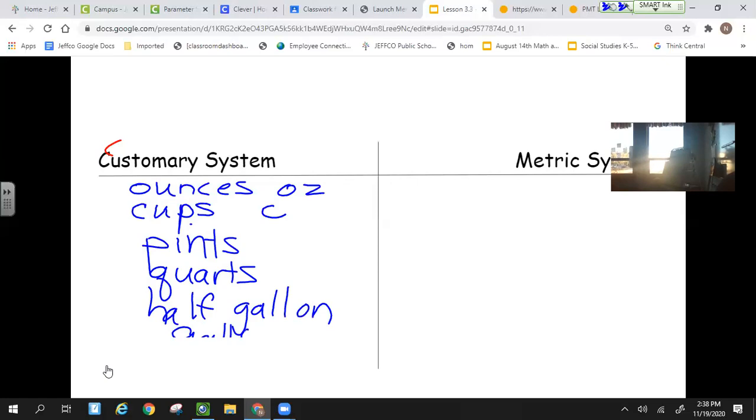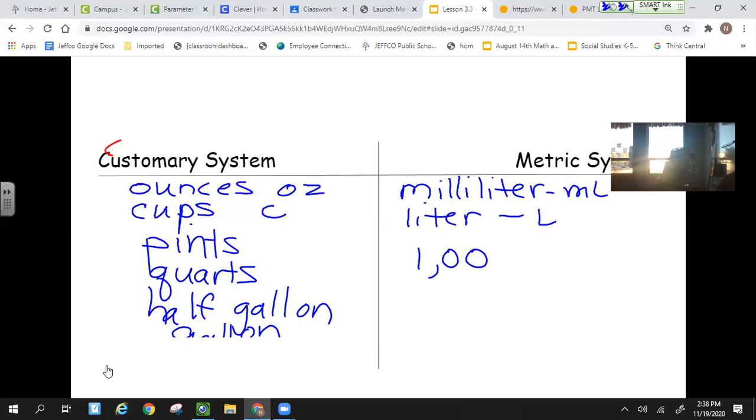So today, for the metric system, guess what? We only have two units. Do you remember what they are? What did you just hear, Max? Yep, milliliter. mL. And liters. And 1,000 milliliters equals 1 liter.